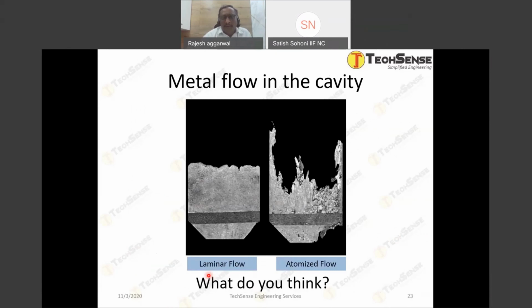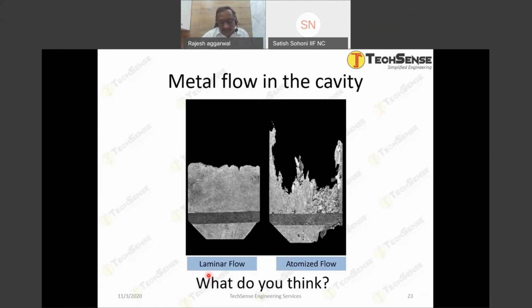How does the metal flow inside the cavity? Is it a laminar flow or is it an atomized flow? As far as the high pressure die casting process is concerned, it is atomized flow. Because as we saw, the solidification time of the liquid metal is very, very fast. It is in milliseconds. It is not in seconds, it is in milliseconds.